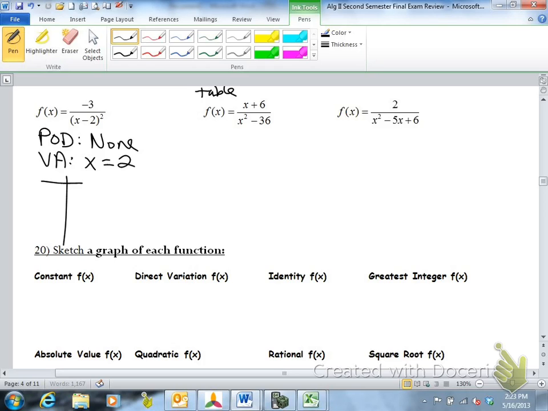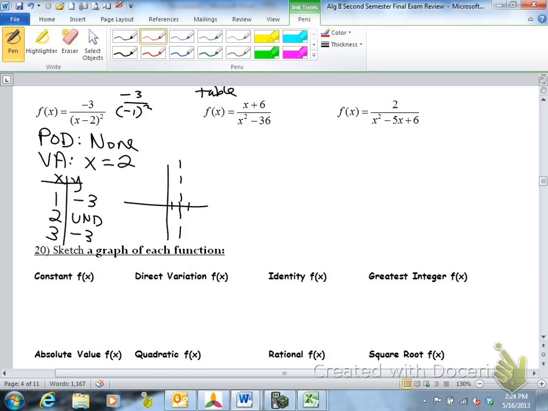Then when you make your table, put 2 in your table, and you pick a number to the left and to the right of 2. 2 is undefined when you plug it in. When you plug 1 in, you would get -3 over 1. And when you plug 3 in, you would get -3. So when you graph, it would look like this. 2 is undefined. 1, -3 is right here. And then 3, -3 is right here.